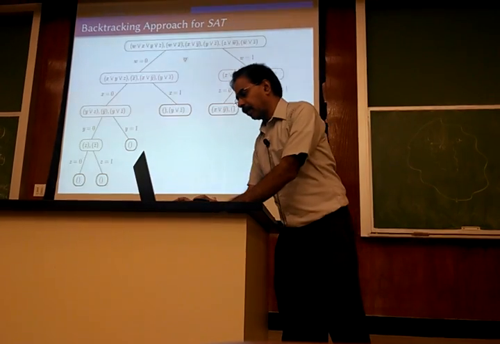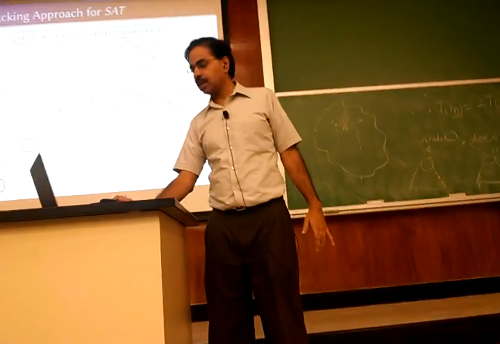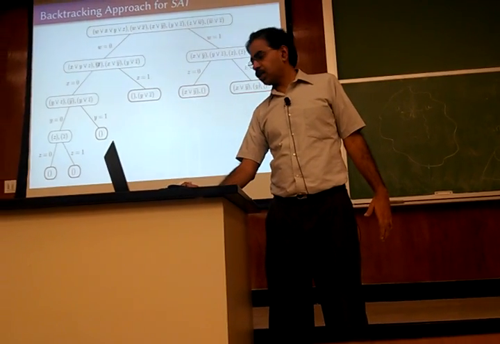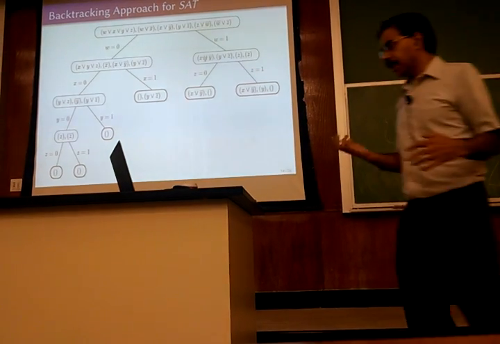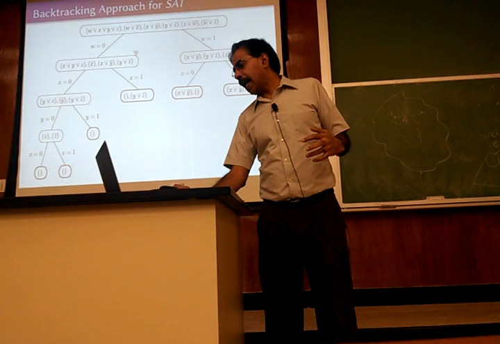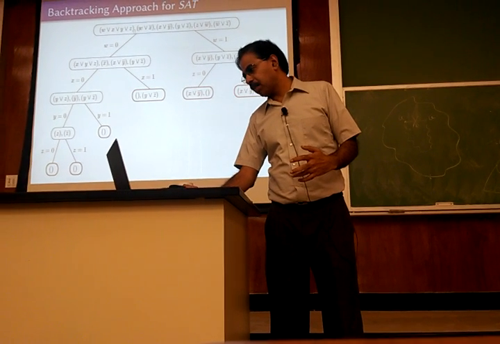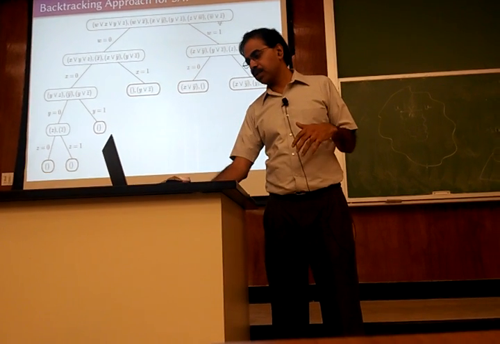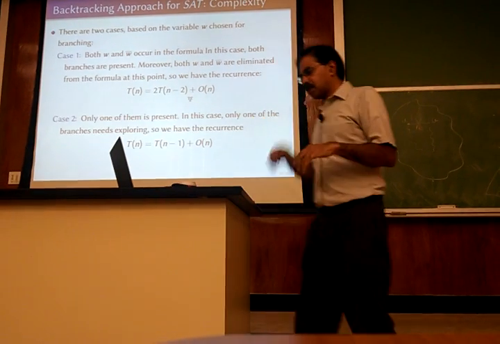So to go from here to these two subproblems, this is T of n, this is T of n minus 2, and this is T of n minus 2 because we eliminated both W and W bar. Now we have 2T of n minus 2, and then to get to this subproblem from here, we may have to make a linear scan through this and remove W and W bar and so on, and that's how we get this O of n term.